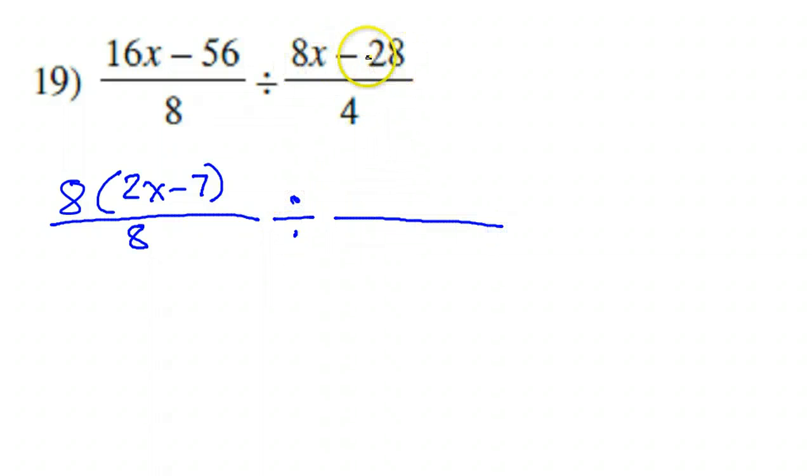Okay, again, both of these are divisible by something, divisible by 4. That leaves behind 2x minus 7. And I've got the 4.